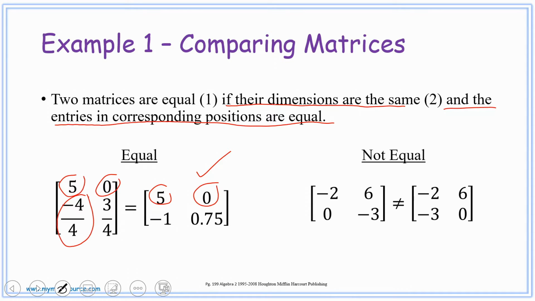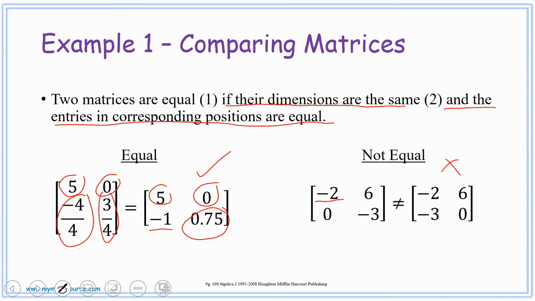Here it is written differently, but you would just have to know that negative 4 divided by negative 4 is the same as negative 1, and 3 quarters is the same as 75 hundredths. Therefore, these are equal. This one is not equal because although they have the exact same numbers, they are not in the same order. So their entries are not the same.